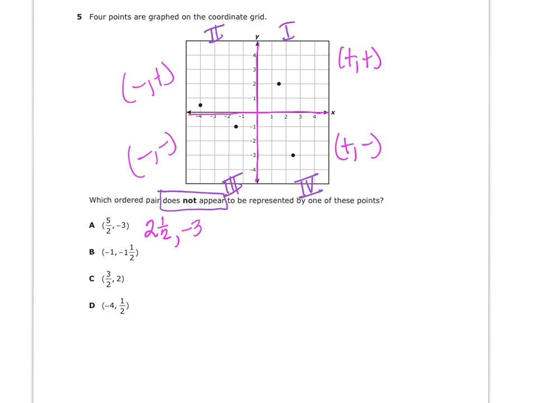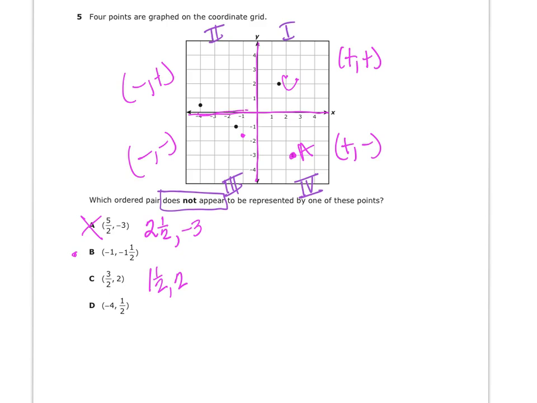Okay, see if you can fix the second one at the bottom. Fix C. This would be 1 1/2 and 2. All right, so let's just see. Look at A. Over 2 1/2 down 3. That's right there. So that was A. Over 1 down 1 1/2. That would be right there. Okay, so I'm thinking that B isn't on there. Over 1 1/2 up 2. That was C.